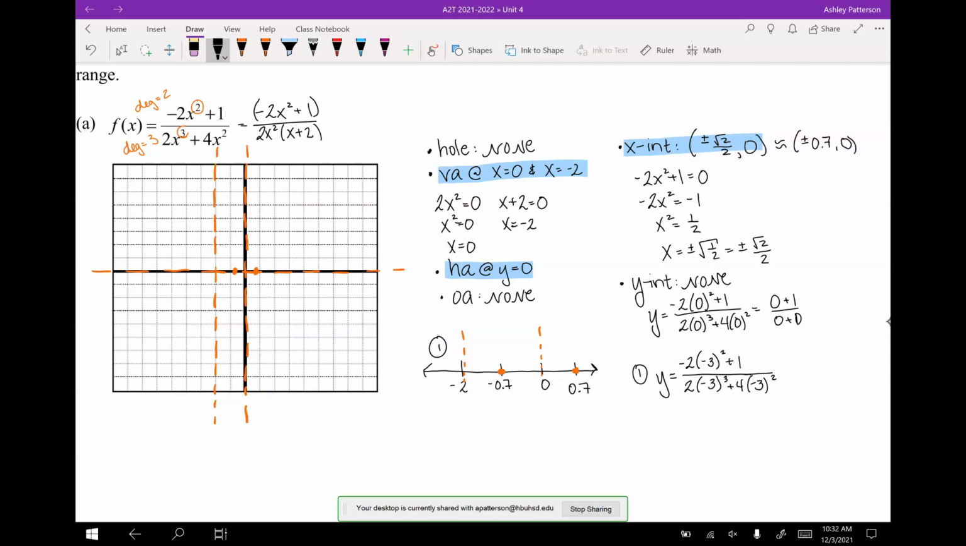Again, we're only looking for the sign, not the actual numerical value. So, in the numerator, what is -3 squared? 9, okay, but 9 times -2 gives us, and if I add 1, do I end up with a positive or a negative number? Negative. You end up with a negative, right? So in the numerator, we're going to have a negative number.